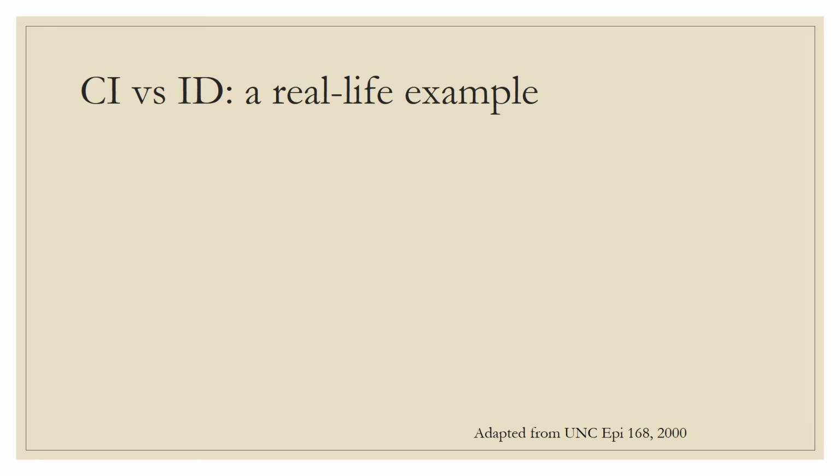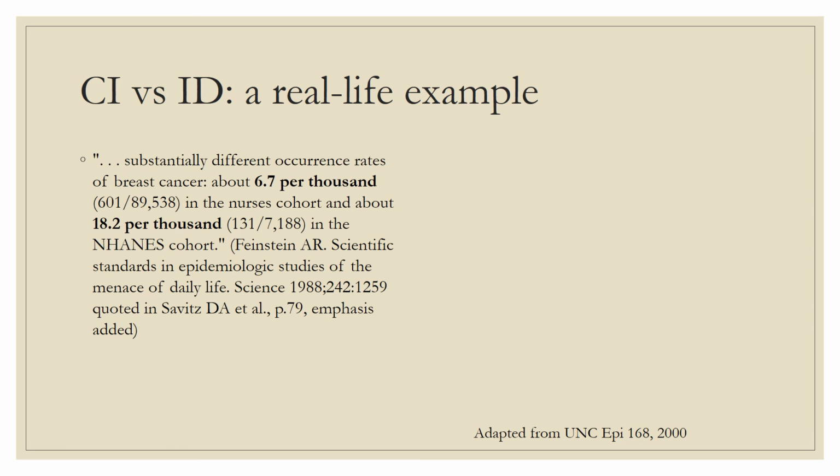Let's compare cumulative incidence and incidence density using an example. This is from a published paper that was looking at rates of breast cancer in a couple of different studies. You can see from the quote on the slide, this paper found substantially different occurrence rates of breast cancer, 6.7 per 1,000 in a study called the Nurses cohort, and 18.2 per thousand in a different study called the Incidence cohort. So one study found about a 3 times higher rate of breast cancer than the other. At first glance, that's very alarming, and you would want to investigate what might be going on to explain this.